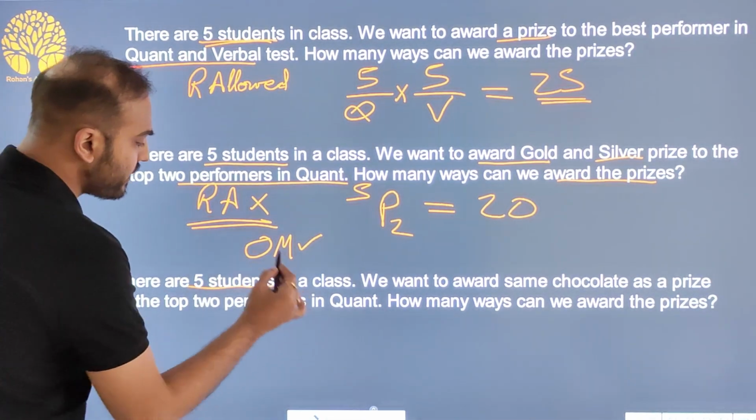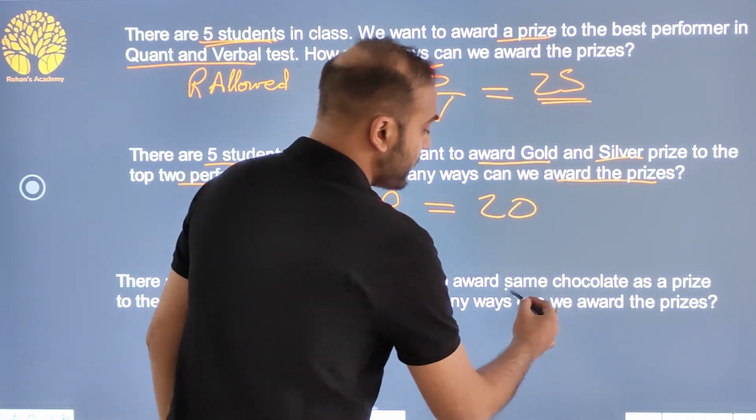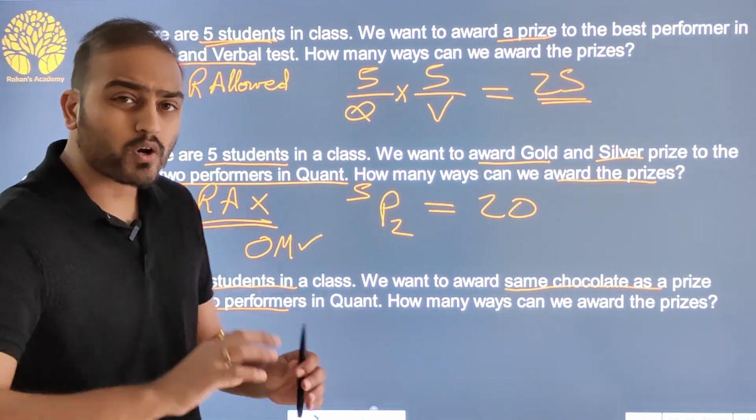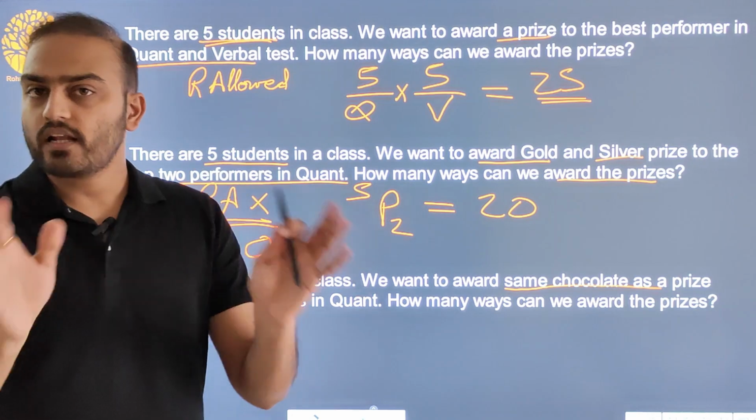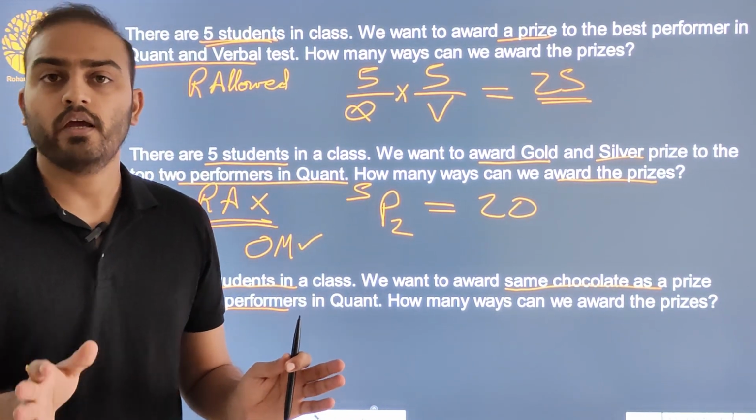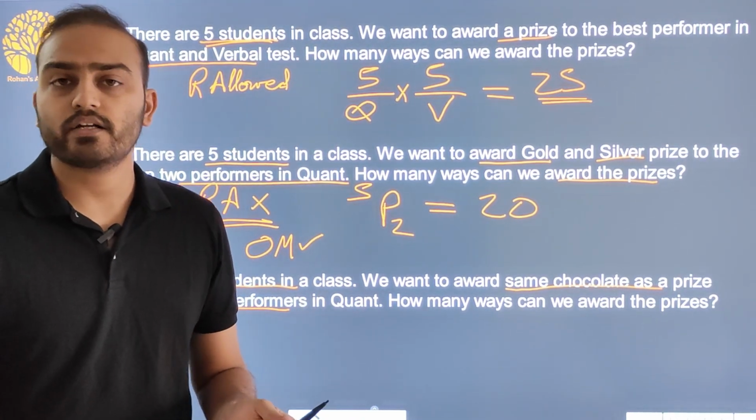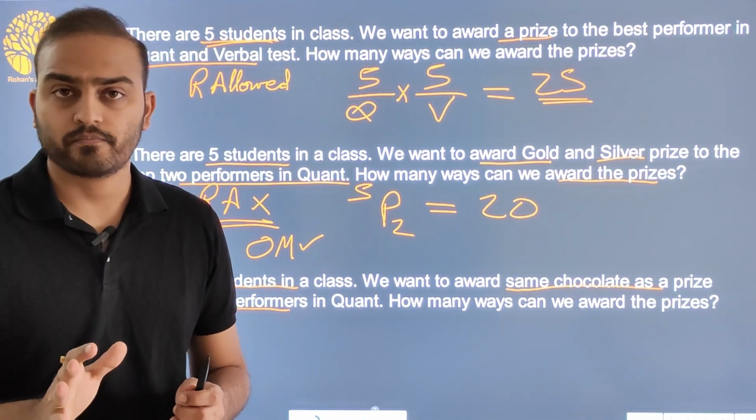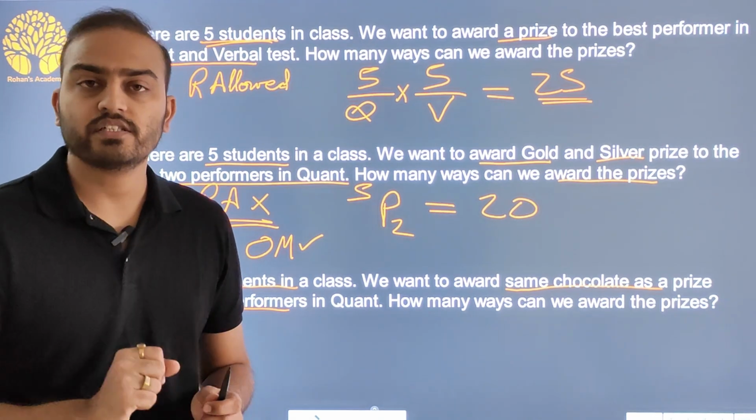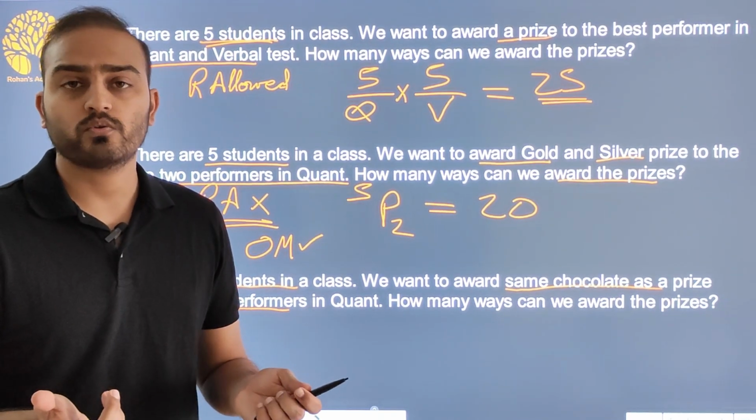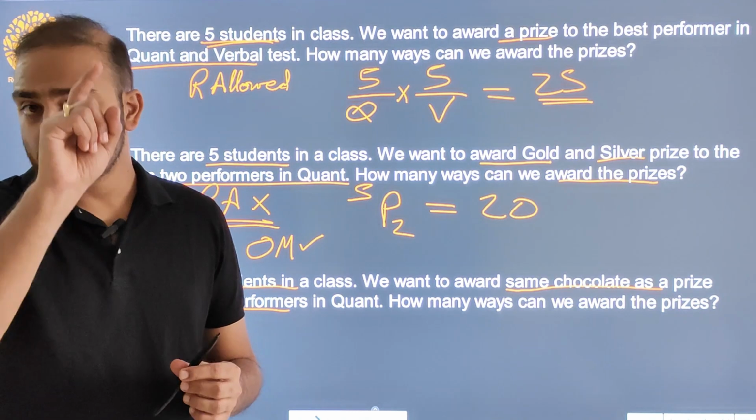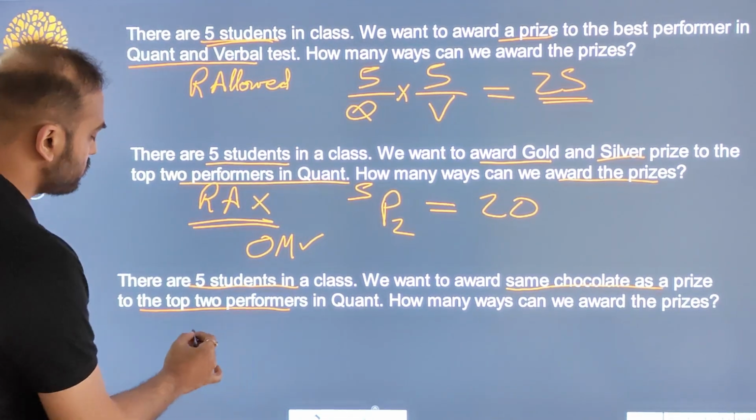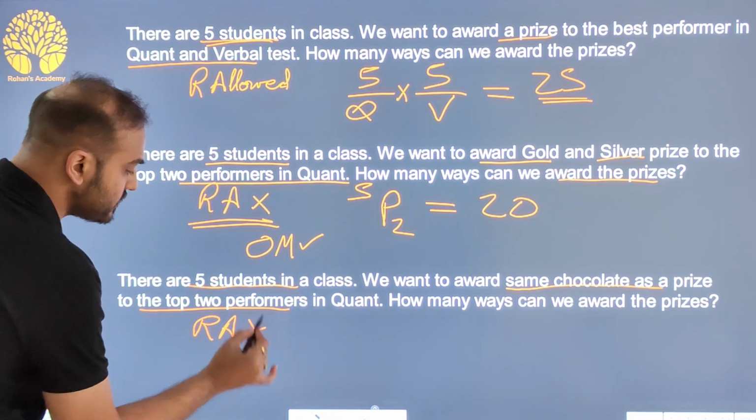Again, we have 5 students. We are giving the same chocolate to the top 2 performers. So what is the difference? Again, there are 5 students in the batch, and again a quant test is being conducted. We are giving prizes to the top 2 performers, but we are giving the same prize. Now think, can repetition happen? Again the answer is no, because if you are the first one, you can't be the second one. So repetition allowed, answer is no.